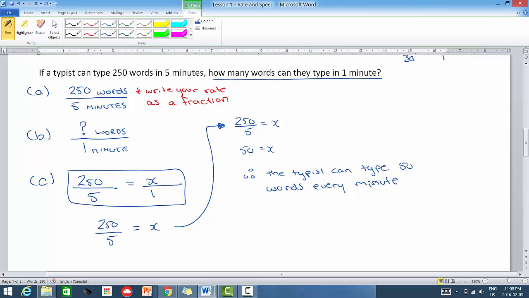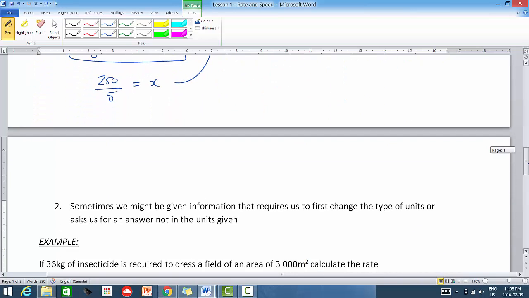Okay, and that's it. That's probably one of the easiest questions that you can ever get. There might be times where they might give you the amount of words that they can type in a certain number of minutes, and you might have a variable that's down here. When we run into that situation, we're going to bring the variable up top here, and bring this down here. So we'll see those ones as we move along here. Okay, all right, so moving on, part 2.